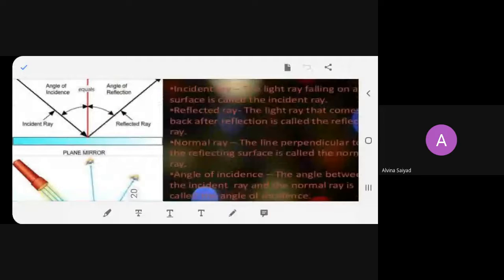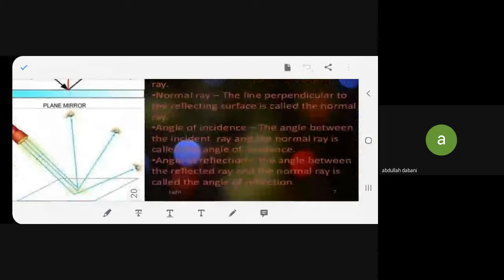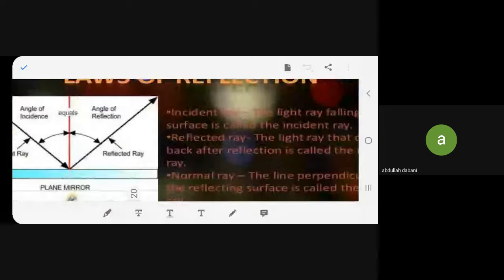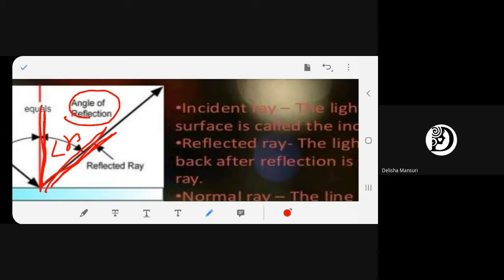Now angle of reflection. Please see. The angle between the reflected ray and the normal ray is called the angle of reflection. The angle between the normal and the reflected ray is called the angle of reflection. That is angle R. Agree? Yes. Girls, do you agree? Yes, miss. Fine.